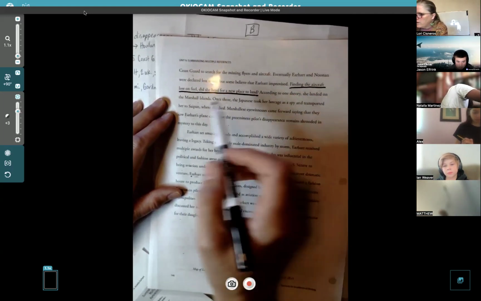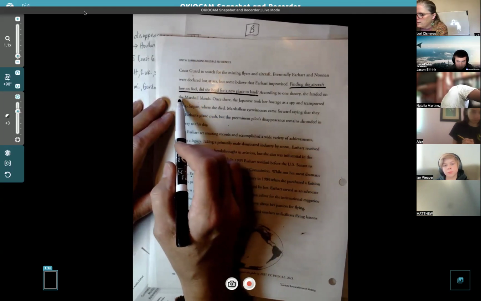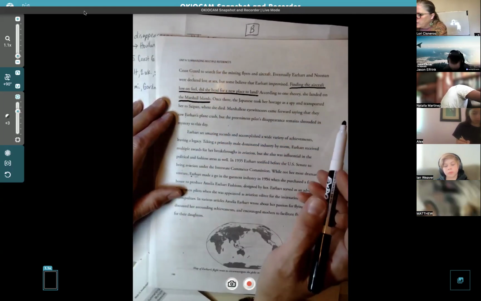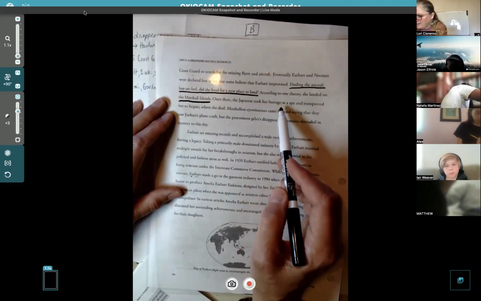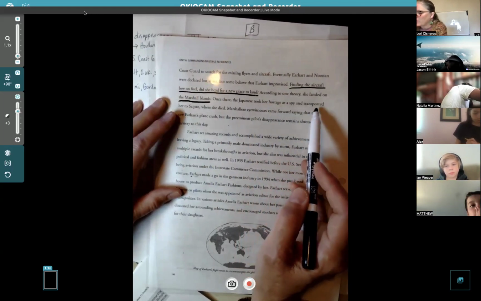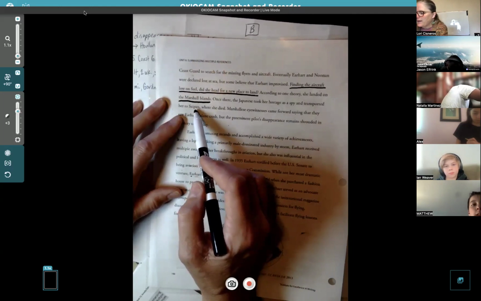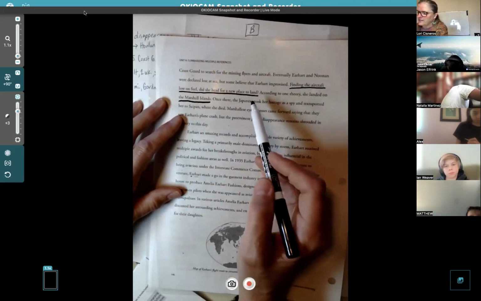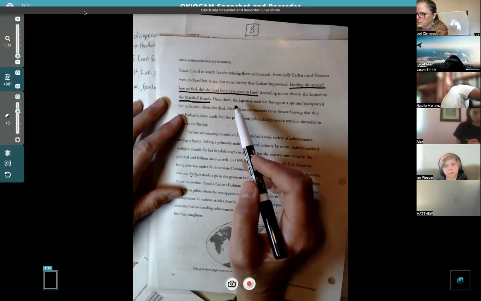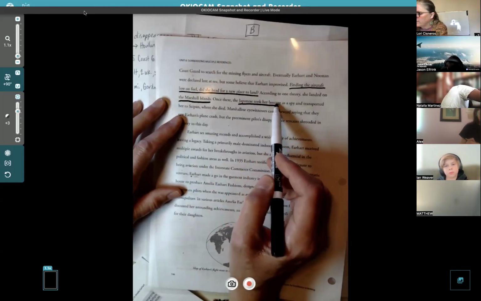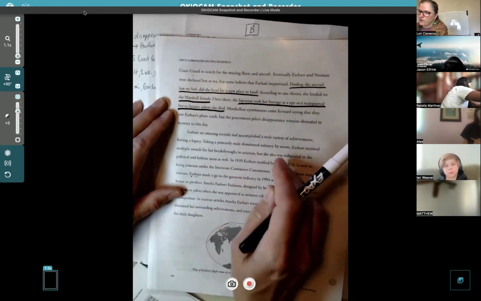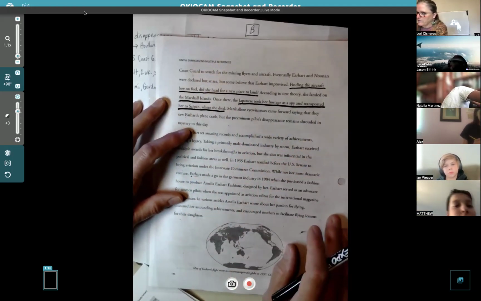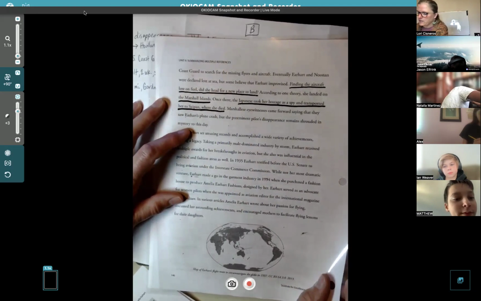But according to one theory, she landed on the Marshall Islands. I'm going to underline that. Once there, the Japanese took her hostage as a spy and transported her to Saipan, where she died. Okay, so this is total conspiracy here, but we'll underline that. Where she died. So they're thinking she got basically kidnapped, taken hostage.